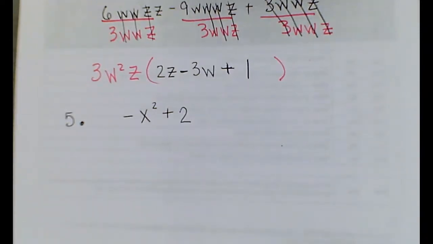Is there any number that is a GCF? I could divide it by 1, but if I divide it by 1, isn't it going to be exactly the same? So a GCF of 1 is pointless. Do they both have x's that I could factor out an x?